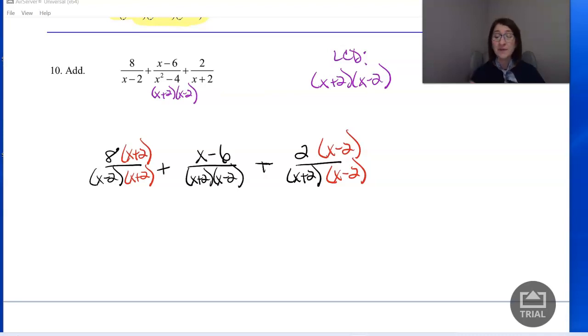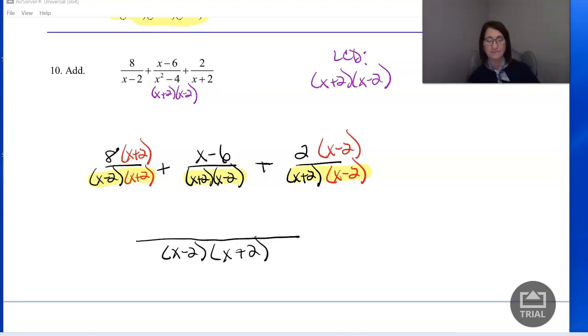Now I have a beautiful thing. All three of my denominators are the same. So what I'm going to do at this point, I'm going to draw a fraction bar. I'm going to put my common denominator in the bottom. I'm going to multiply or distribute and then bring that down into my numerator.